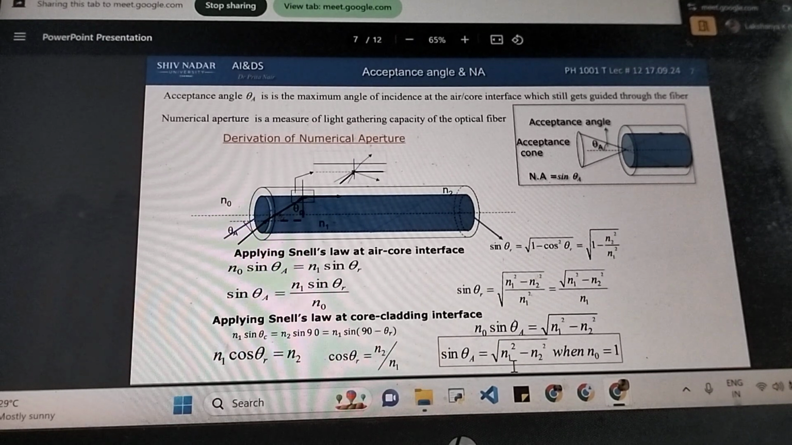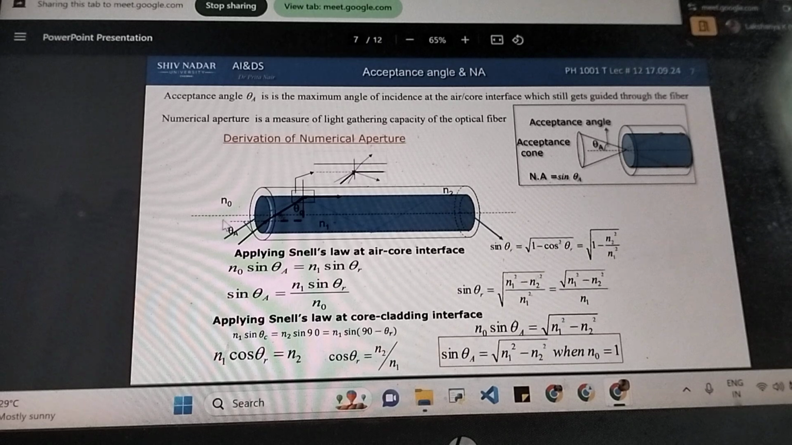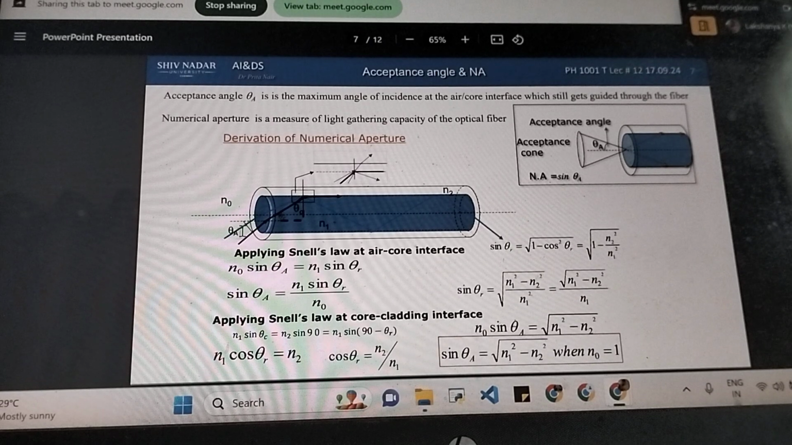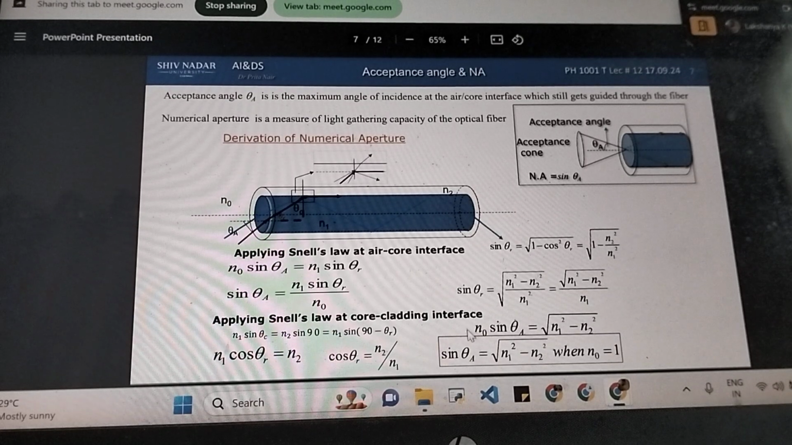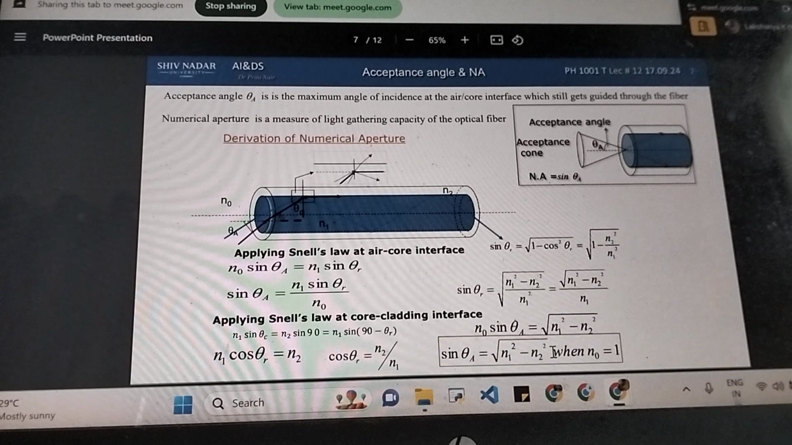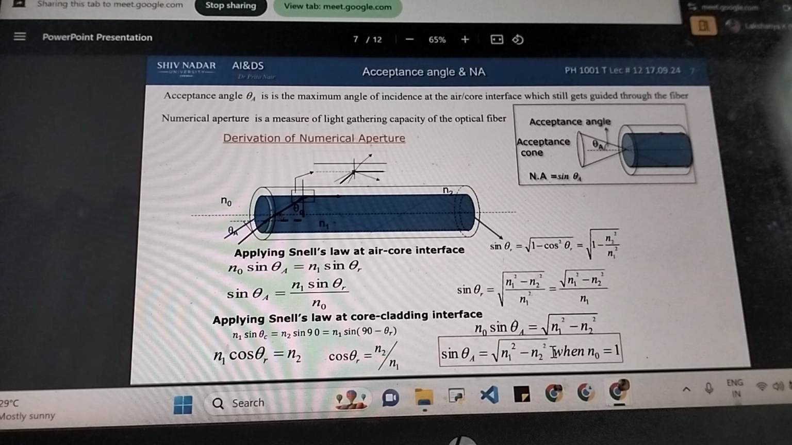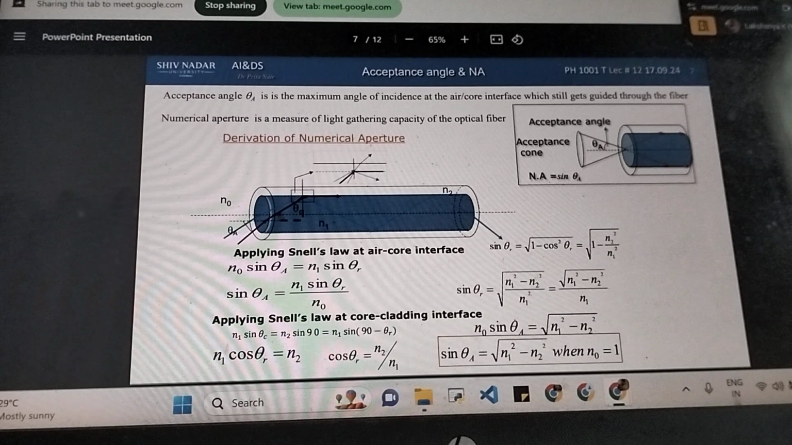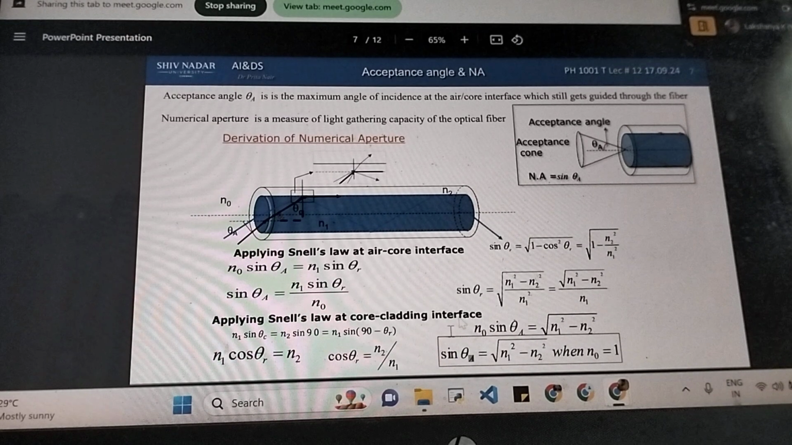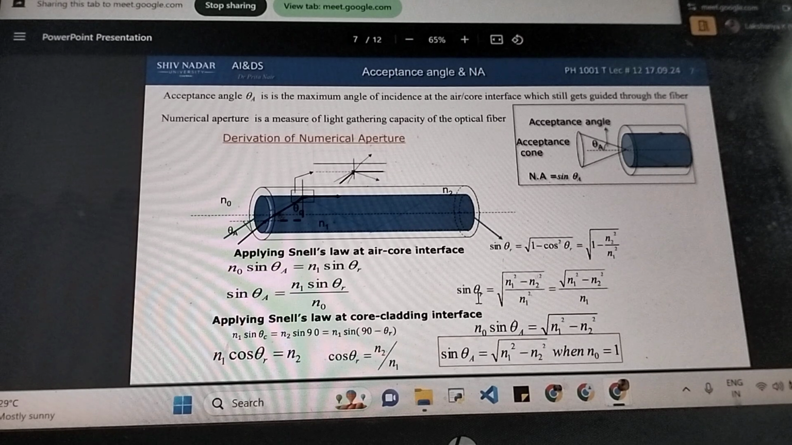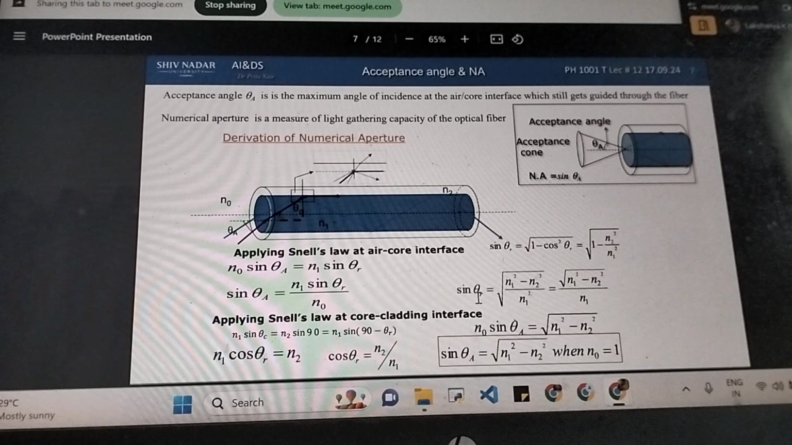This is the formula. So what is this? Theta a again is the maximum angle of incidence at which you can shine light so that you do not lose any information. And the expression for that is root of n1 squared minus n2 squared, where n1 and n2 are the refractive indices of your core and cladding respectively. Now theta a is your acceptance angle and sin theta a is your numerical aperture. So what did we just do? We derived the expression for numerical aperture or acceptance angle.